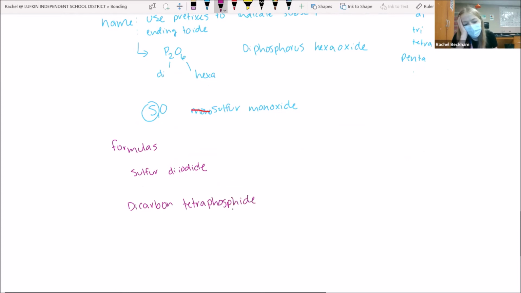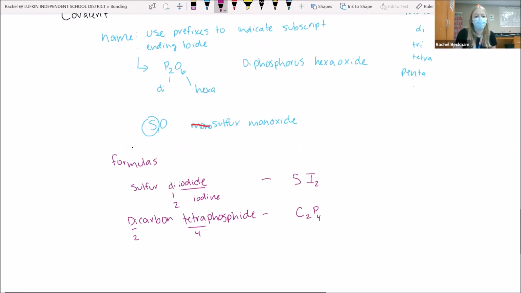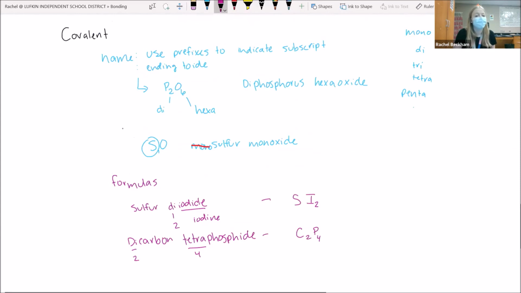Sulfur means that there's just one S, di means two, and iodide came from iodine, right? So it's going to be SI2. Carbon has 2. Phosphorus is going to have 4. So it's going to be C2P4, right? So it's just kind of the flip side of this. You look at the prefixes. So this one, you just use the prefixes. That's it. You don't do the crossover rule. Okay, so that should be noted. You don't do the crossover rule for covalent.